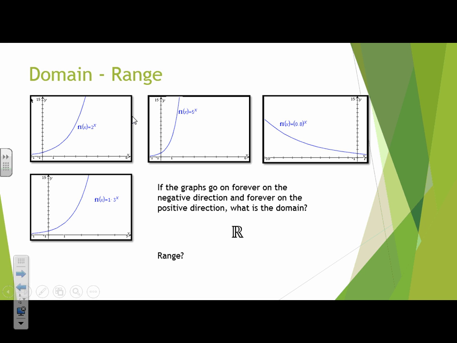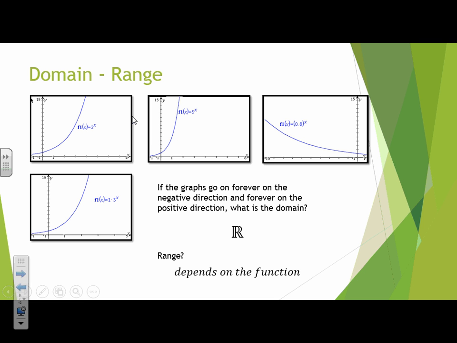Now, what would you say about the range? What would be the range? Yes, range is the y values, but is the range the same for each one? No, that one changes a little bit, okay? So the range depends on the function. The domain will always be all real numbers for exponential functions because the graph extends forever in both directions, negative and positive. And the range, it depends.